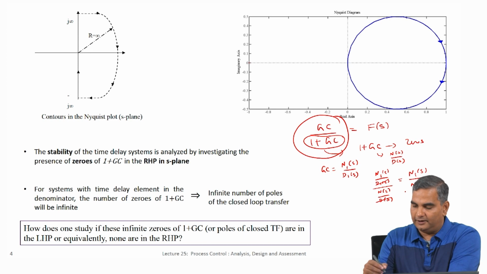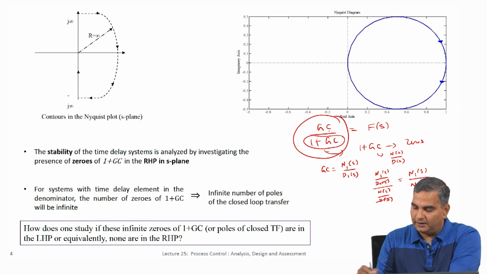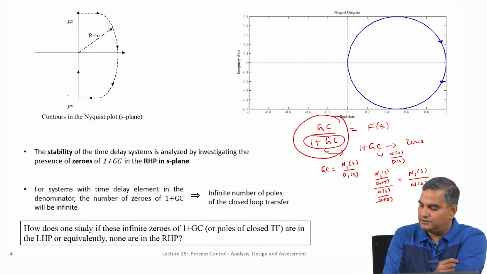So again, let me explain. If I write this as N(s) by D(s) and GC as N1(s) by D1(s), because we take these denominator polynomials, multiply by this and then divide by the same denominator polynomial, the denominator polynomials of GC and 1 plus GC are going to be the same, so they are going to get cancelled. So this whole transfer function is going to be the numerator of GC divided by the numerator of 1 plus GC.